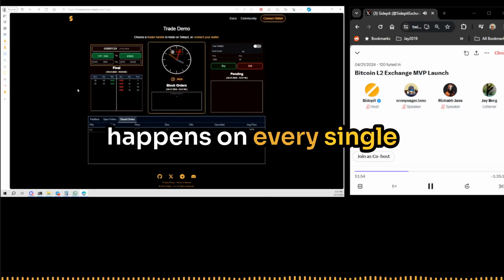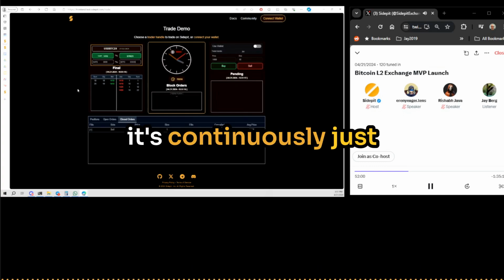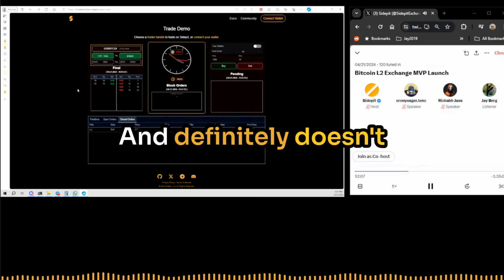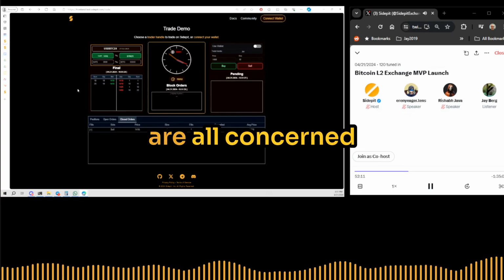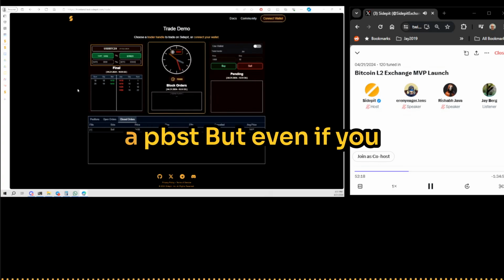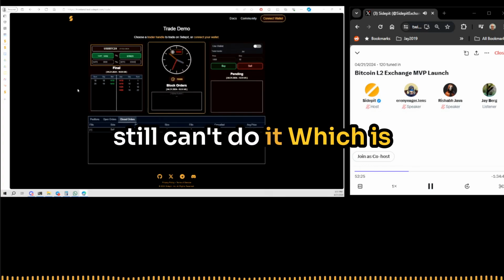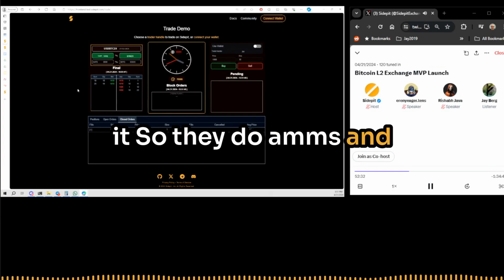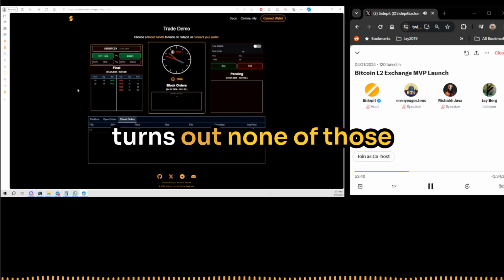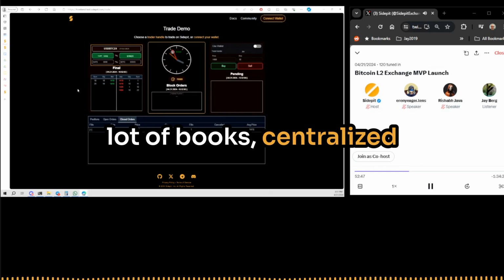Yeah. That's exactly what happens on every single second of every single trade if you try to create an order book on chain. It's continuously just chaotic front running with no stability and no sense of anything, and it definitely doesn't create price discovery. And that's what people are all concerned about when they say 10 minutes to manipulate the markets. It's crazy what they're trying to do with PSBT. But even if you had Solana, even if you had a faster chain, you still can't do it, which is why they don't even try it. So they do AMMs and they do different things to make other ways to do exchange. And it turns out none of those ways actually are as resilient as continuous limit order books, centralized limit order books, they call it.